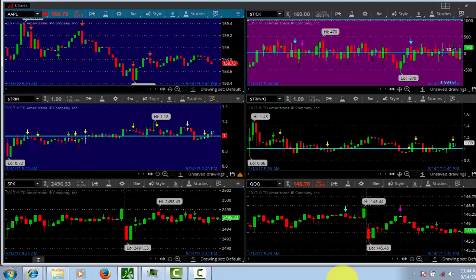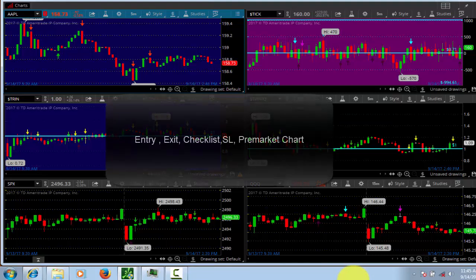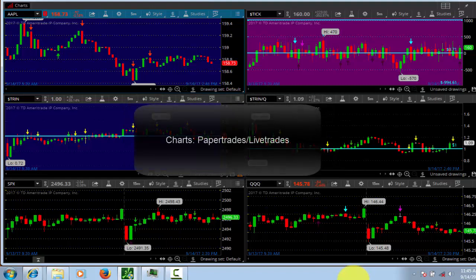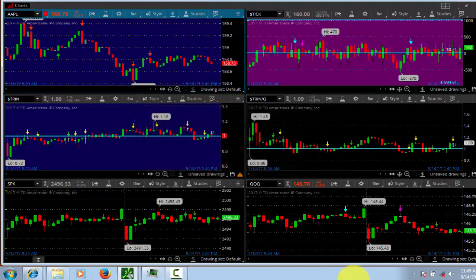Now the trades that I've taken so far are different from my previous trades taken under the original theory. Checklist, entry, and exit criteria have all changed and a new pre-market chart has been added to the top screen. I'll go through my entry, exit, checklist, stop loss, pre-market chart, and support resistance levels on pre-market and daily charts. We'll talk about the stocks I've paper traded and the real trades I've taken so far under this new game plan.